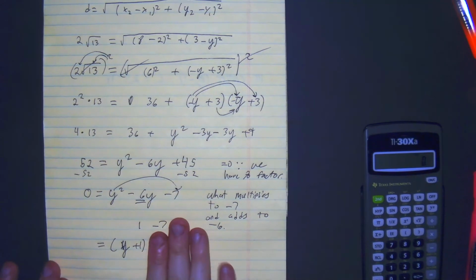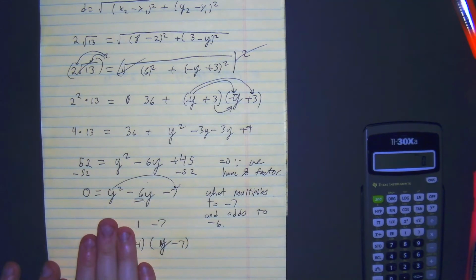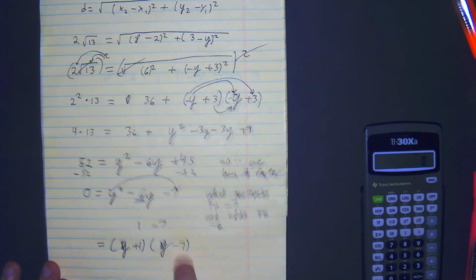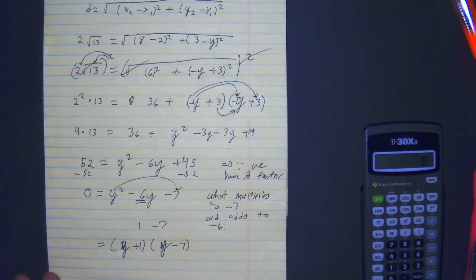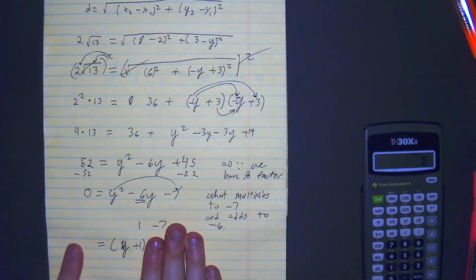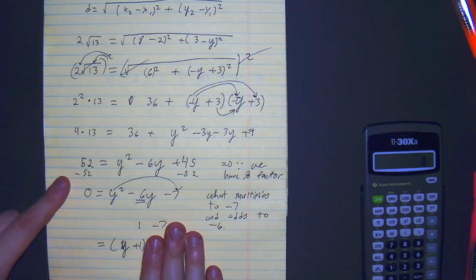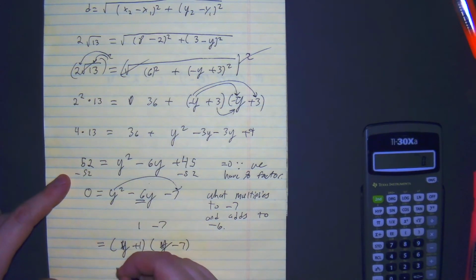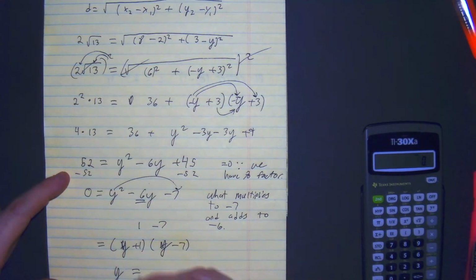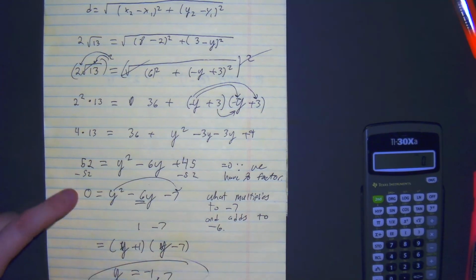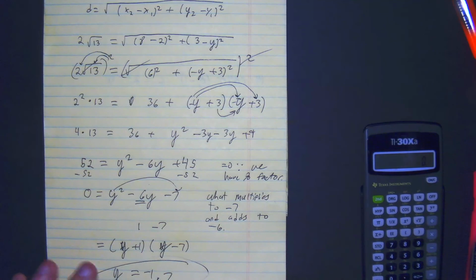Well, that means y is going to equal -1 and y is going to equal 7, because it's the opposite. Because what you do to figure out what each answer is, you ignore one of them, set it equal to 0, and that becomes the sign. So y in this situation can be two answers, -1 and 7. There you have it.